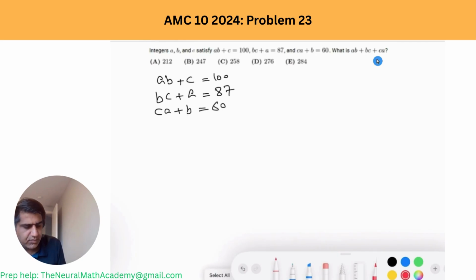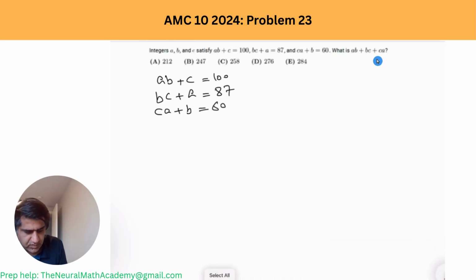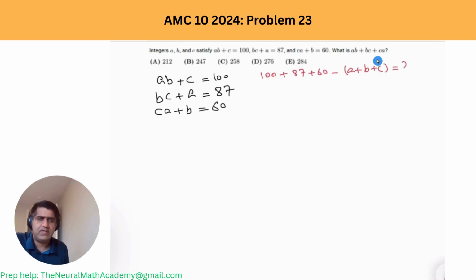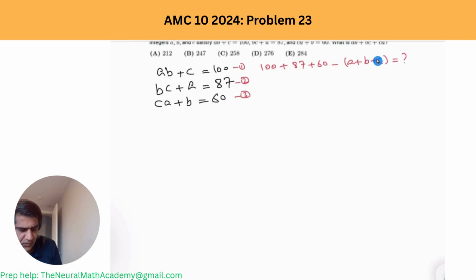And in very simple words, we have to answer the question: what is 100 plus 87 plus 60 minus a plus b plus c? So we have to find either the values of a, b, and c, or some sort of combination of them. So let's first add equations 1 and 2 and see if we get some information.